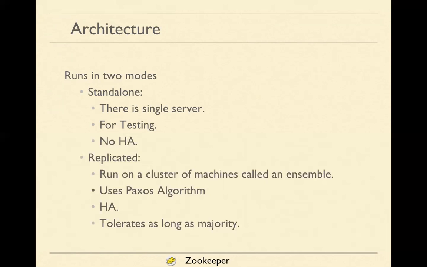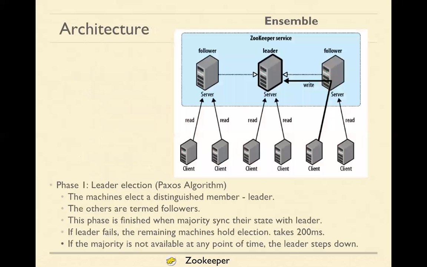It's highly available. It tolerates failures as long as a majority of the machines in the ensemble are available. Meaning, out of 100, if 51 machines are up, the ensemble will work. The Zookeeper will work. Otherwise, it will basically shut down.